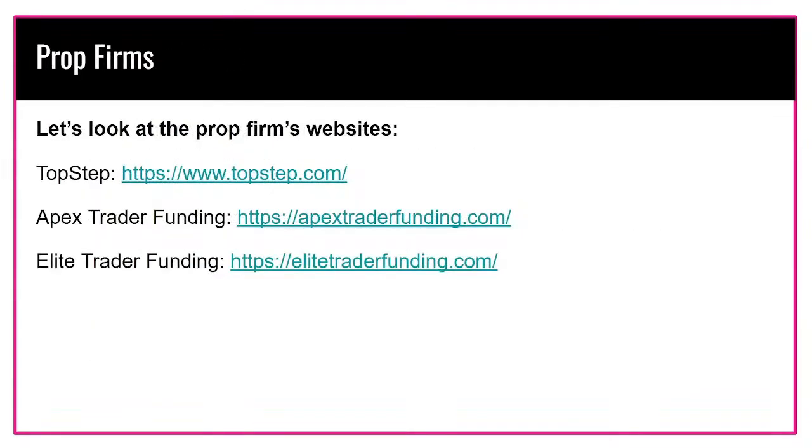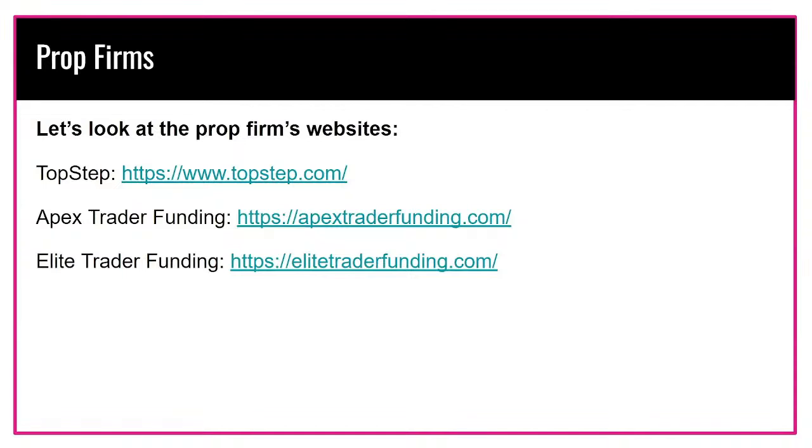Recommended prop firms. Several prop firms have gained popularity in the industry for their reputation and trader-friendly programs. For example, TopStep, Apex, and Elite Trader Funding, ETF, are some of the prop firms that are popular and worth exploring. For example, TopStep has over 10 years in the futures prop firm industry. Apex Trader Funding has the deepest discounts. They regularly run an 80 to 90% discount, so they can be a cheaper prop firm to start with.